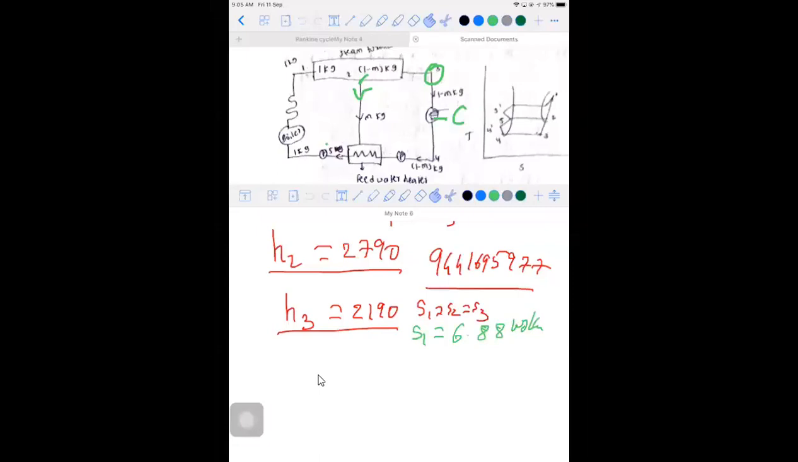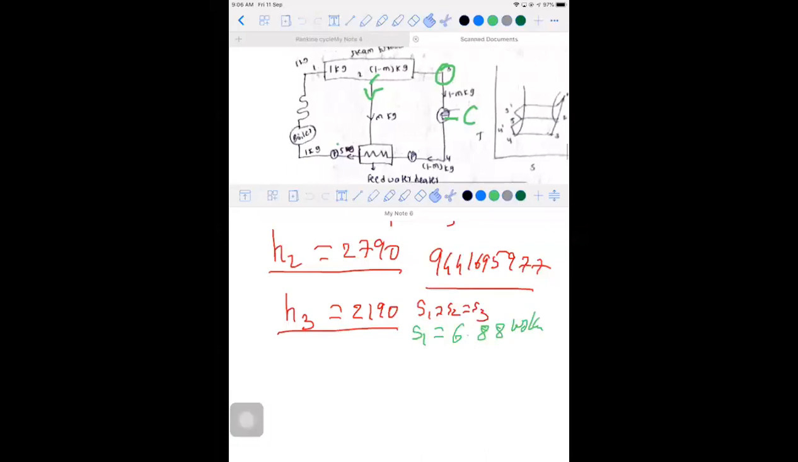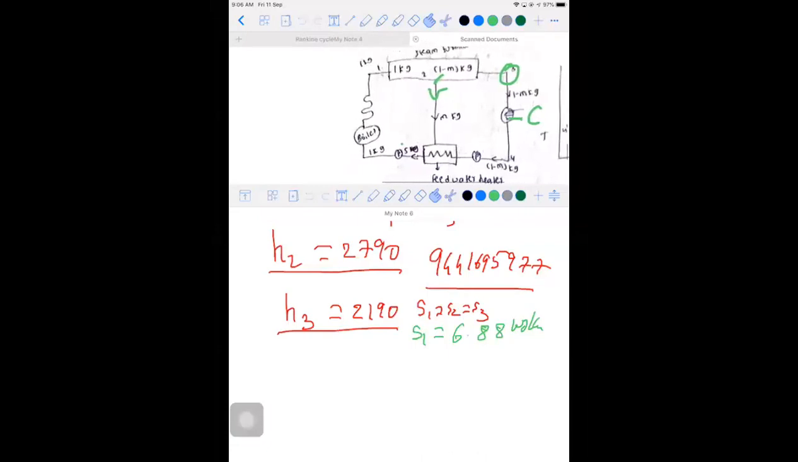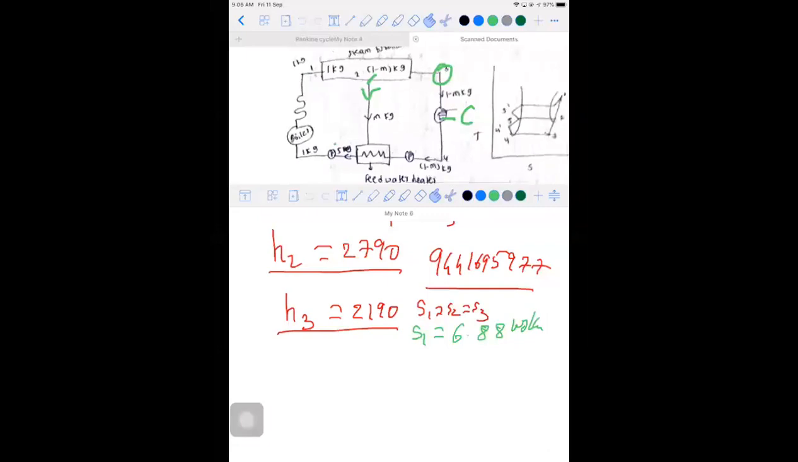Yesterday we started working on a problem on a regeneration cycle with a single feed water heater. We have taken all the values. We have drawn the basic block diagram, and the corresponding TS diagram. And now you have drawn the HS diagram also.